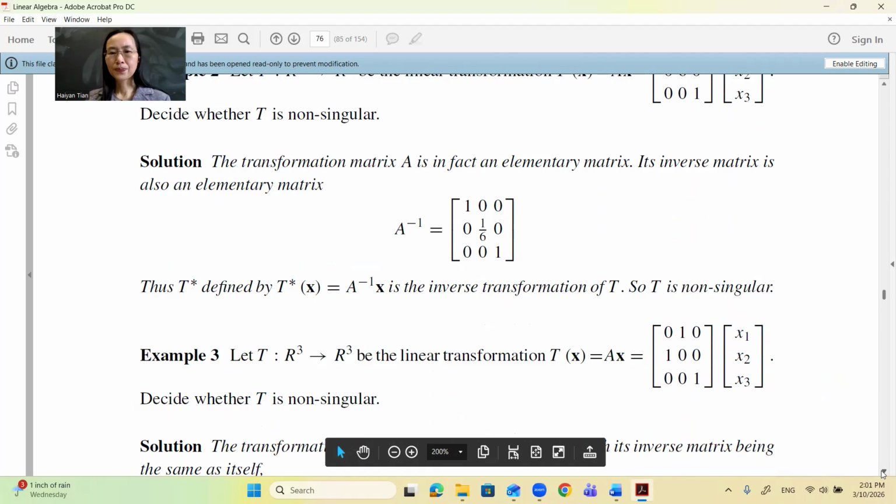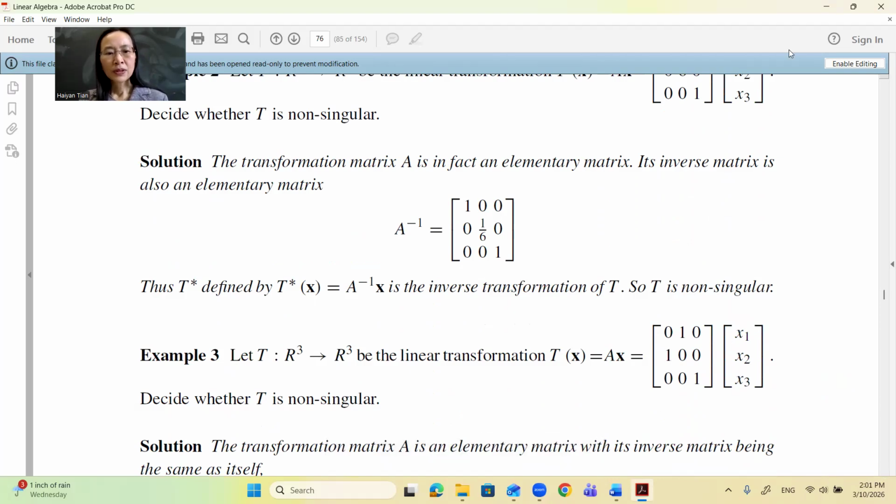another example. Here's another example from R3 to R3. The linear transformation is defined by a different matrix. Decide if this linear transformation T is non-singular or not. So we look at this transformation. It is also an elementary matrix, as we know from the previous topics.